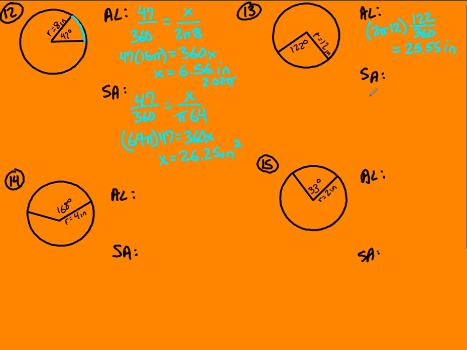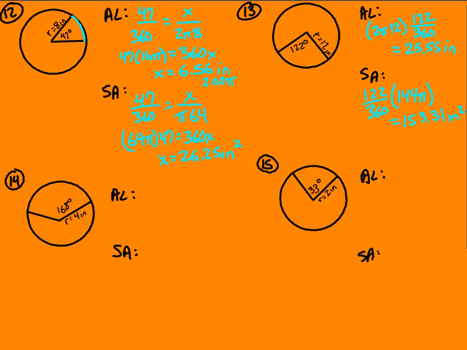I would do the same thing for sector area. I have the 122 over 360, and I'm multiplying it by now my area formula. So pi times r squared, 144 pi. And this gives me an answer of 153.31. My unit here is going to be inches squared.